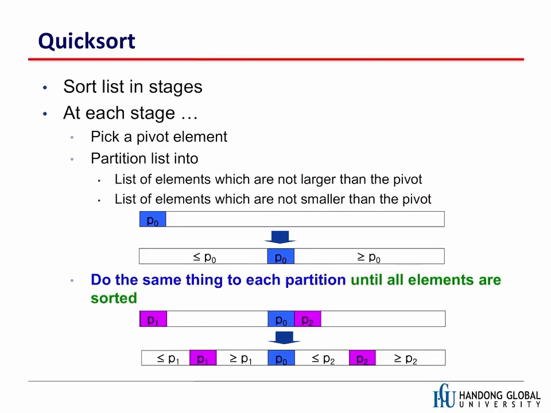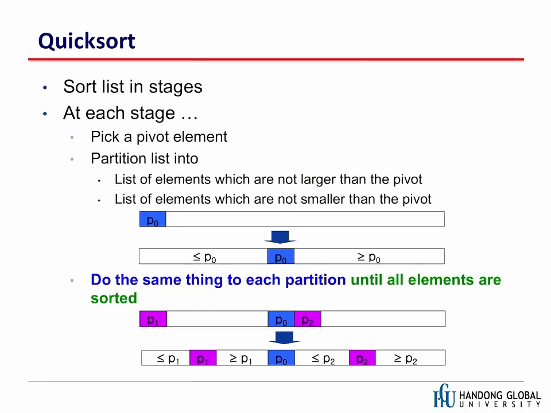Now we have quick sort. As the title says, this is quick. So in general, a quick sort algorithm is the fastest. Let me explain the algorithm first. We have lots of stages here, and at each stage, pick a pivot element and partition the list into two sublists.